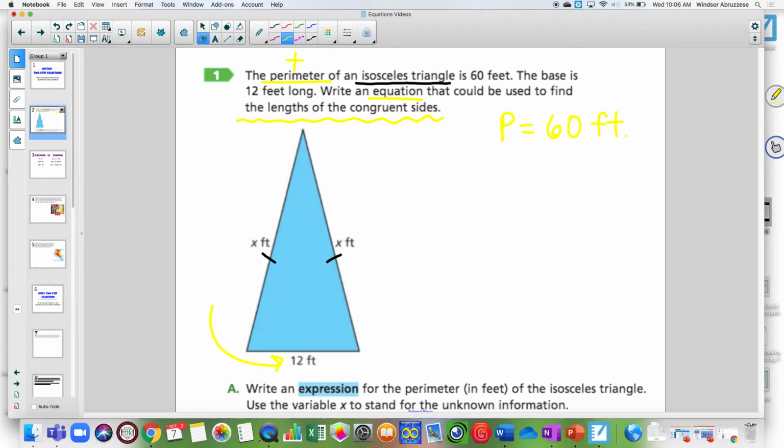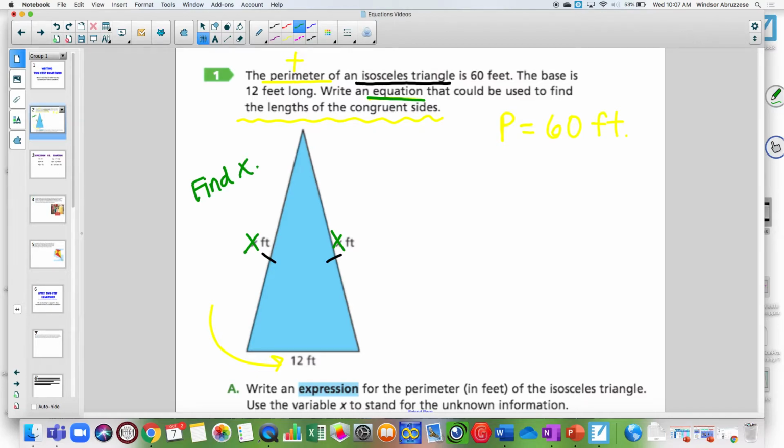To find the lengths of the congruent sides, what does that mean? Well, my congruent sides are x, and I want to find those lengths. So I need to find x. And I need to do that by writing an equation. Okay? An equation has what in it? Well, it almost looks like it's the word equal. So an equation has an equal sign in it. So I'm going to write an equation to find x that shows the perimeter of this triangle, which is 60 feet. So let's get started.